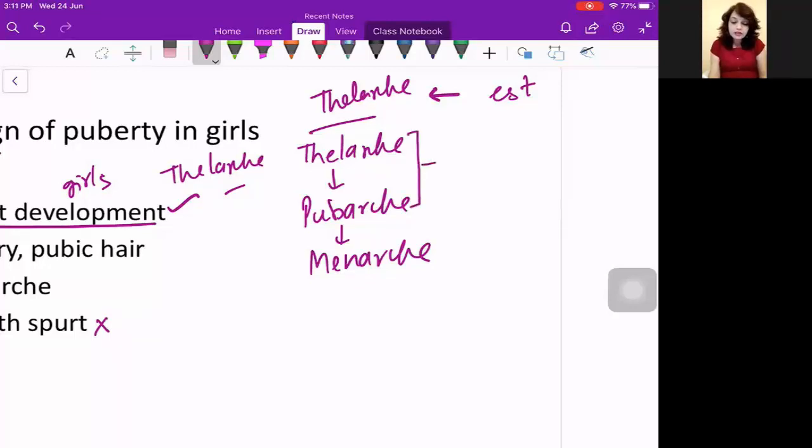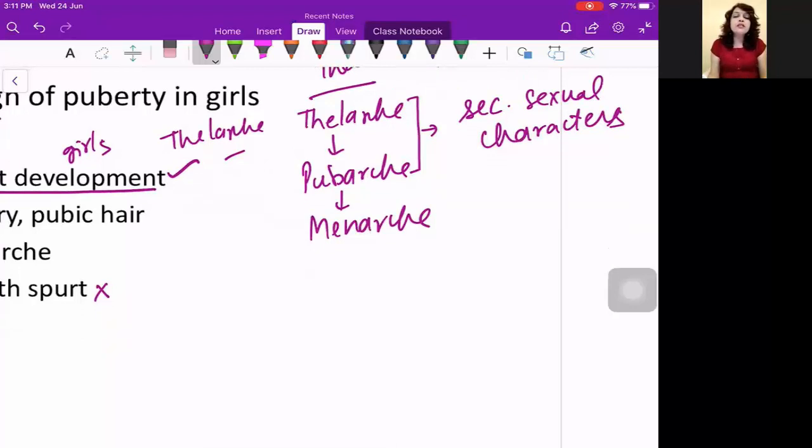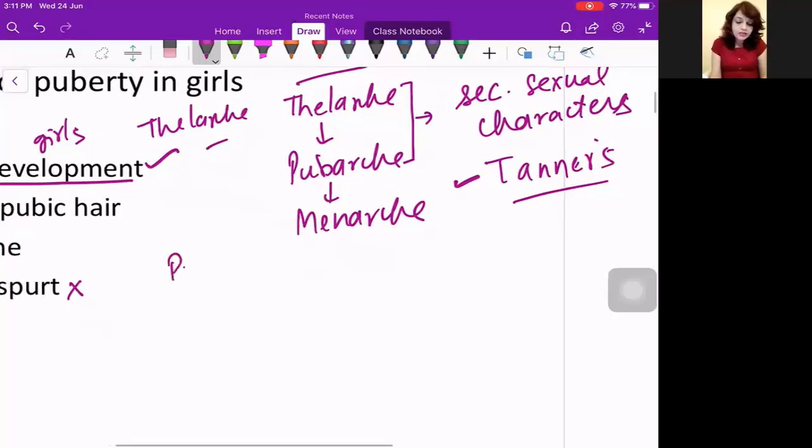Thelarche and pubarche are called secondary sexual characters. There are 5 stages for breast development and 5 stages for axillary pubic hair development. Name of this classification for puberty changes is Tanner's classification. Okay, so Tanner's classification. Now, axillary hair appears first or the pubic hair? This is another important question. Always remember, pubic hair appears first, then comes the axillary hair.